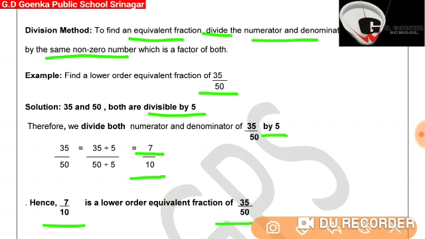Why is it a lower order? Because when we divided 35 and 50 by 5, we got a smaller number, 7 and 10. Therefore, 7 by 10 is a lower order equivalent fraction of 35 by 50.